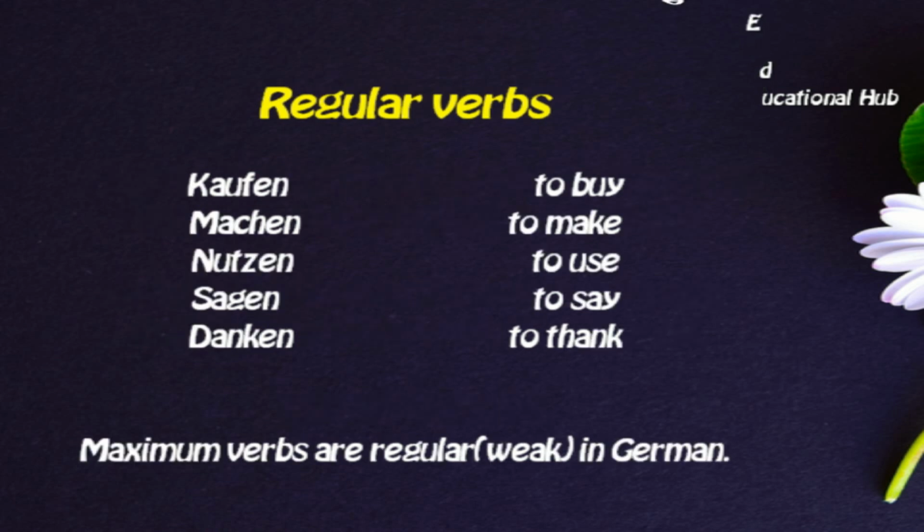So there are some examples of regular verbs: kaufen, to buy; machen, to make; nutzen, to use; sagen, to say; and danken, to thank. And maximum verbs are regular verbs, means weak verbs in German.